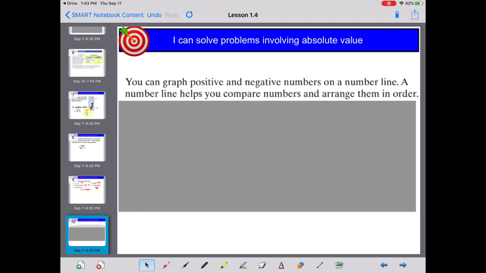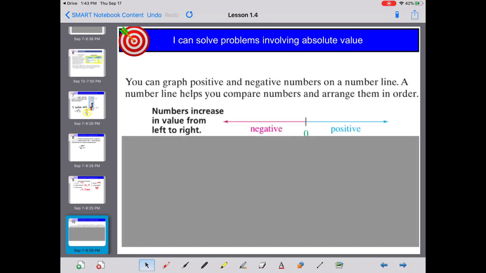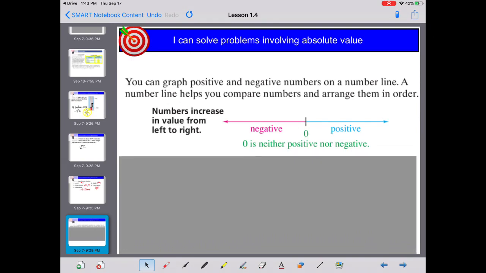You can graph positive and negative numbers on a number line. A number line helps you to compare numbers and arrange them in order. This is pretty important. It is important that you realize that 0 is your neutral number. That's in the center of your number line. 0 is neither positive nor negative. Numbers will increase in value from left to right. Your negative numbers are to the left of 0, and your positive numbers are to the right of 0.